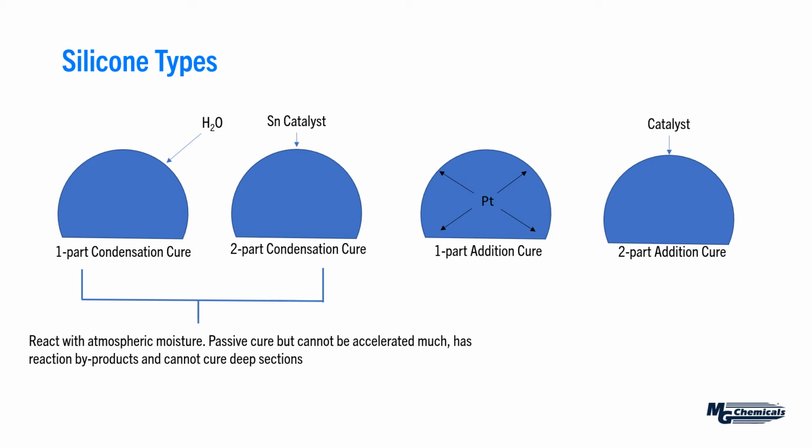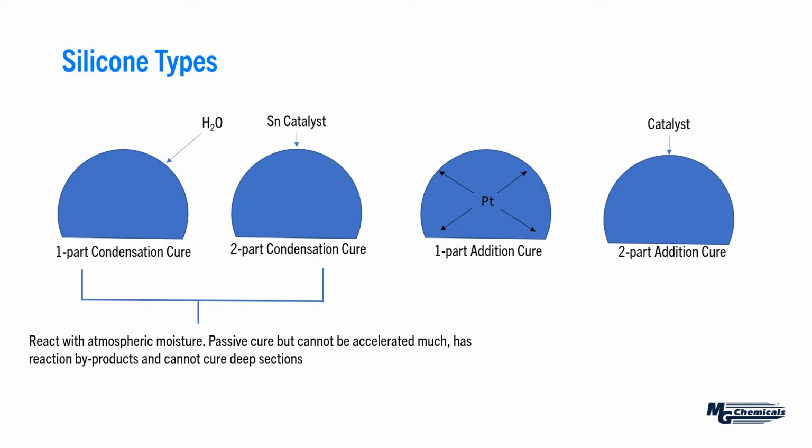So again, just to summarize, with the condensation cure, they react with the atmospheric moisture. So it's a passive cure, and that can be advantageous if you don't necessarily have heat curing equipment. But you do have to keep certain things in mind. With the one parts, you get reaction byproducts. So this can be anything from alcohol to acetic acid, in which case your substrate type has to be considered.